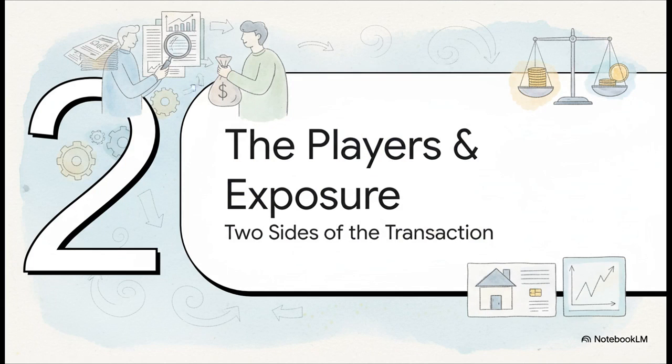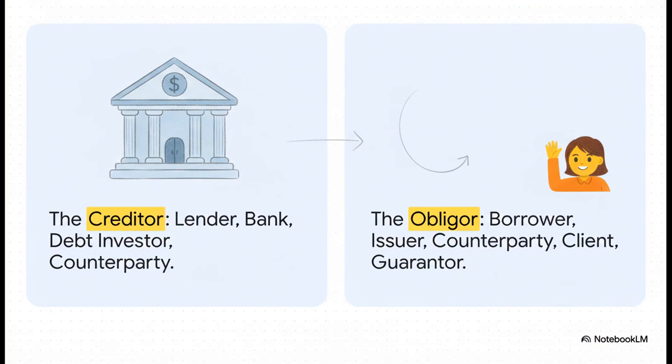All right, so if that's the big question, how do you even begin to answer it? Well, first you have to understand who's actually involved in the deal. It's always a relationship between two key players. On one side of the table, you've got the creditor. That's the lender, the bank, the investor, basically the one with the money. And on the other side, you have the obligor. That's the borrower, the client, the one who has an obligation to pay the money back. It's always a two-way street, and you have to understand both sides to get anywhere.